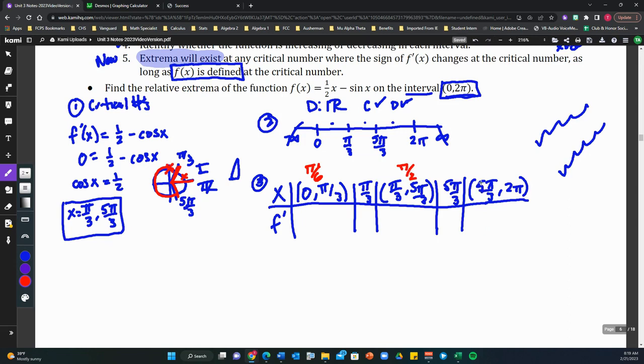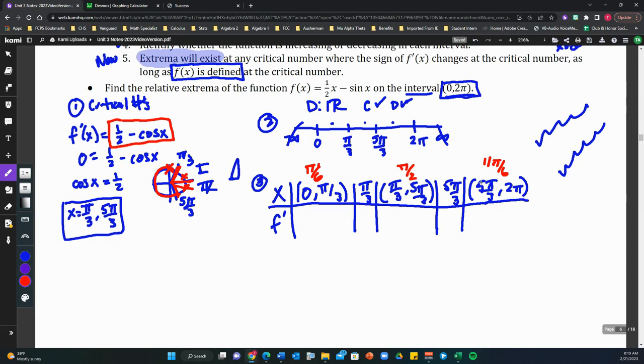And then the last interval goes from 5 pi over 3 to 2 pi, and for that one, I'm going to pick 11 pi over 6. Now, the reasons why I chose those. When we go to plug these values in, we are going to be trying to figure out whether this quantity is positive, 0, or negative.